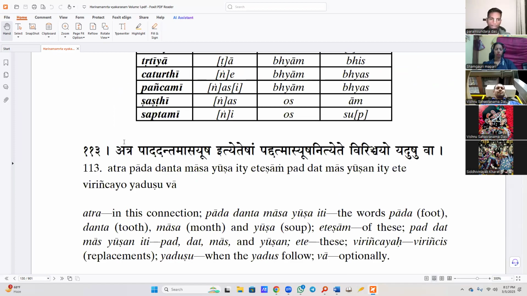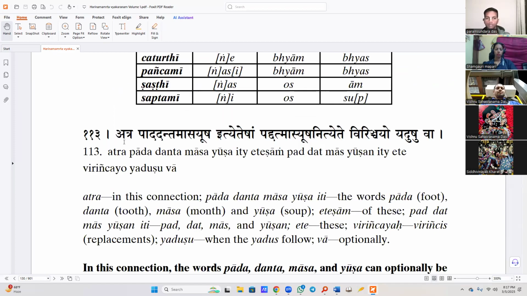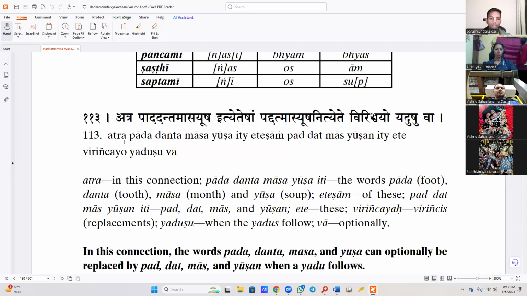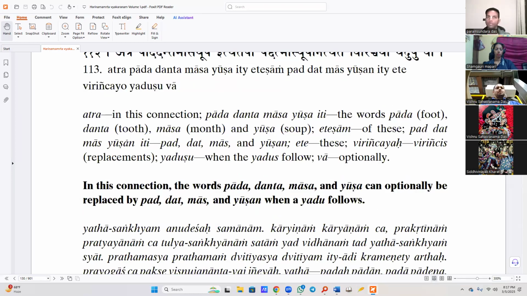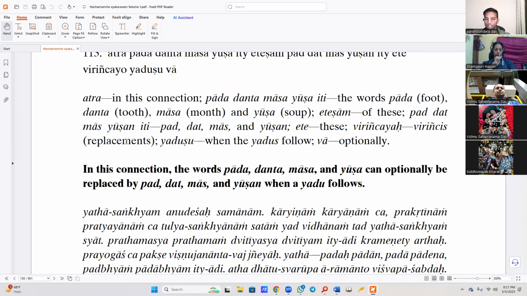Okay, here comes the sutra. पाददन्तमास यूष इत्येतेषां पद्दत्मास यूषन् इत्येते विरिञ्चयो यदुषु वा, which means so we're still doing akarant or ramanta shabdas. We did Krishna shabda, we did Rama, and we are also following up with a few more aramanta shabdas where we have some slight changes or some exceptions, some additions.